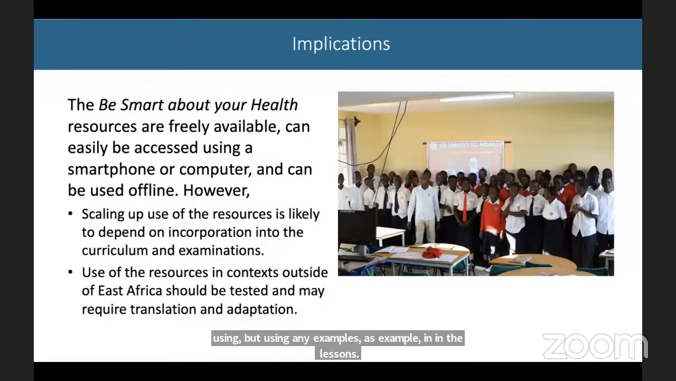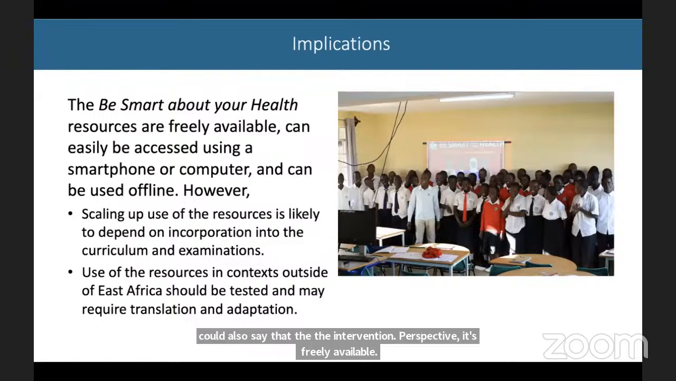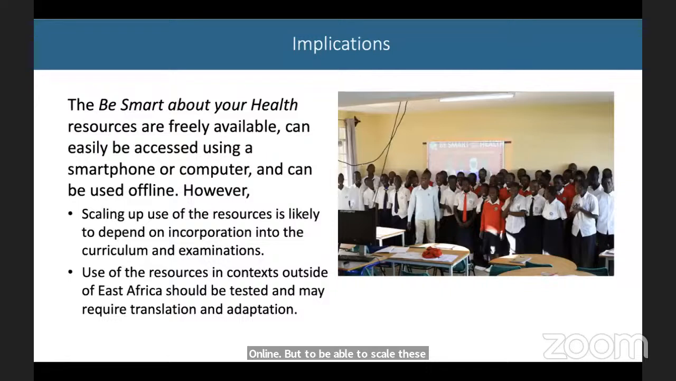We could also say that the intervention was effective. It's freely available online, but to be able to scale these resources, people need to think about testing it out in different contexts other than East Africa, if it is going to be implemented in East Africa. But also it was clear that to really realize the meaningful impact, the resources would be better incorporated in the curriculum and also be examined in the national exams.